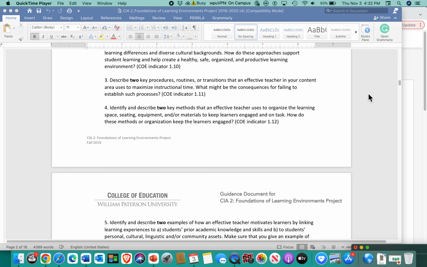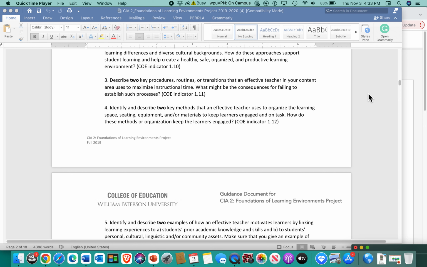What might be the consequences for failing to establish such processes? In other words, if your teacher, cooperating educator, did not follow through with these routines every day, what would happen? What would be the consequences of not having those procedures? And be specific. What kinds of procedures? Every teacher is different. Every situation is different. What procedures are crucial to your classroom situation that you have adopted, in order to be congruent with what the teacher is doing? 2 key procedures.